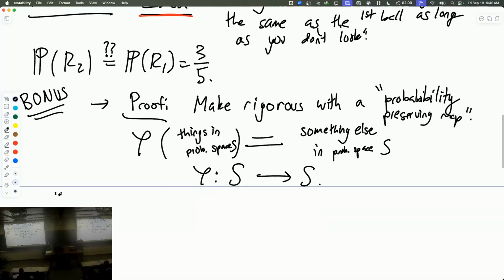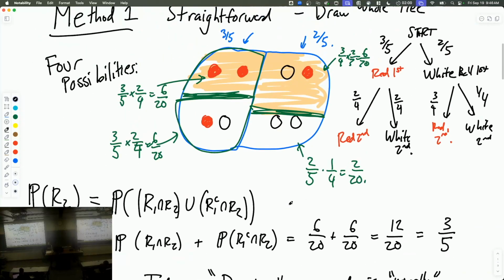So in words, phi swaps ball 1 and ball 2. More specifically, there are 4 things in my sample space. We drew them out over here: red, red; red, white; white, red; and white, white. The function phi is going to input one of these. For example, it inputs red, white. It's going to swap them and output white, red.